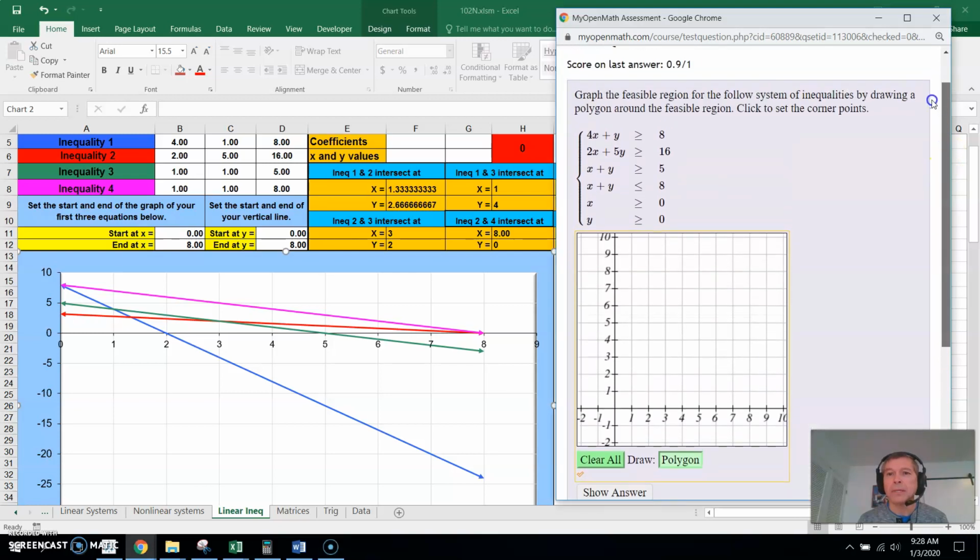Okay, this problem says graph the feasible region for the following system of inequalities by drawing a polygon around the feasible region. We have 4 major inequalities and 2 little ones that we don't have to worry about. I'll show you how this works.